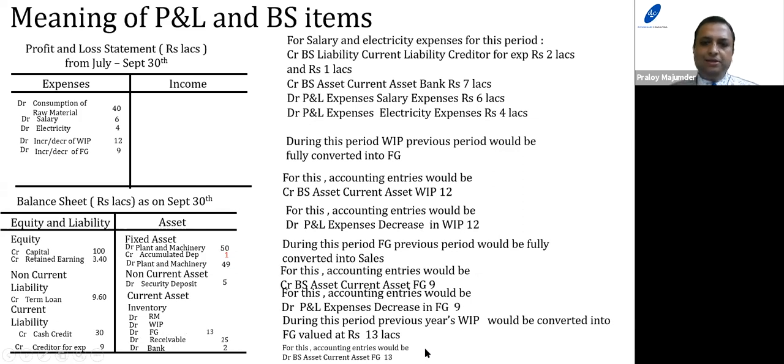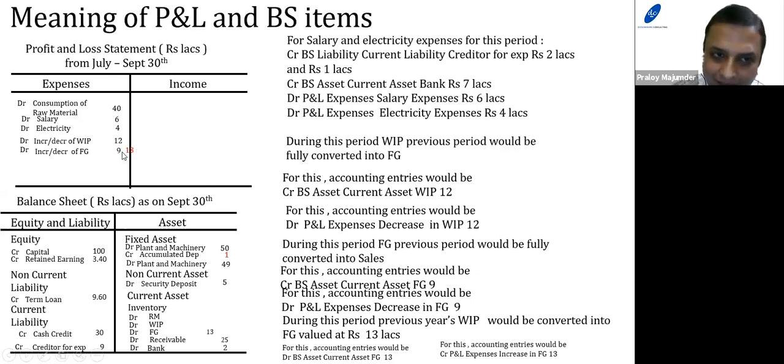Now what would be the second entry? Second entry is the increase in finished goods. So increase in finished goods means here it will come as the negative part. So second entry would be the credit P&L expenses increase in finished goods 13, which will come as a negative. So 9 was the debit and 13 was the negative credit. So the next balance would be 4. So that means during this period, increase in finished goods to the tune of 4 will come up to this.